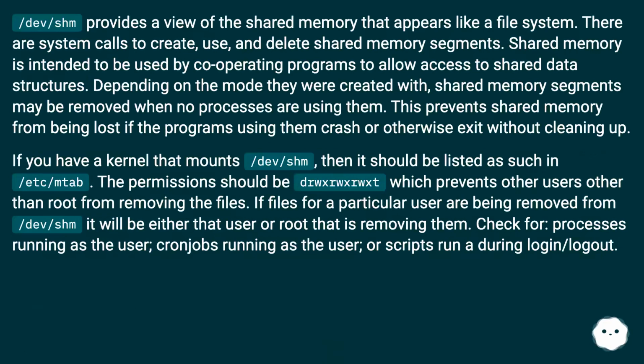/dev/shm provides a view of the shared memory that appears like a file system. There are system calls to create, use, and delete shared memory segments. Shared memory is intended to be used by cooperating programs to allow access to shared data structures. Depending on the mode they were created with, shared memory segments may be removed when no processes are using them. This prevents shared memory from being lost if the programs using them crash or otherwise exit without cleaning up.